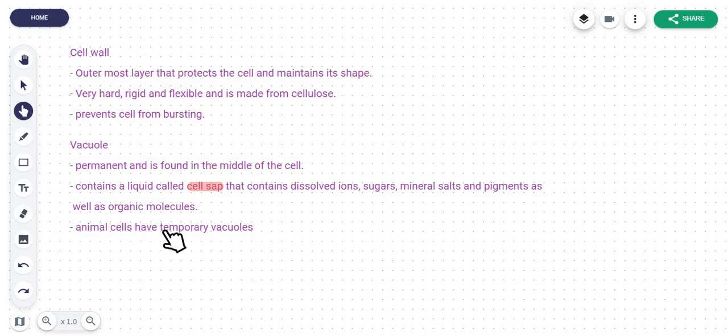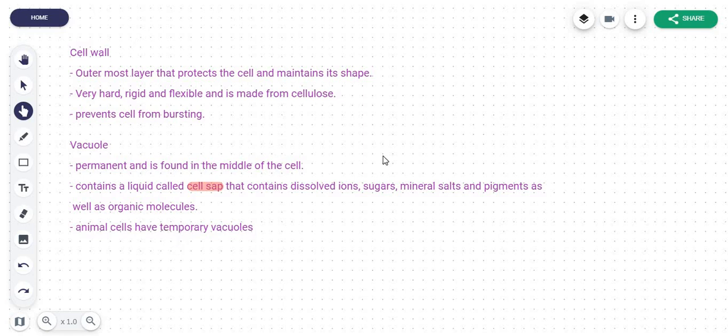Animal cells have vacuoles. Okay, don't get confused. Animal cells also have a vacuole, but they're temporary. Plant cells have a vacuole that is permanent. Animal cells have a temporary vacuole, but just consider them not to have it. If you want an example, phagocytic vacuoles are temporary vacuoles found in animal cells, which we're going to study further in chapter 4 of cell membranes and transport.